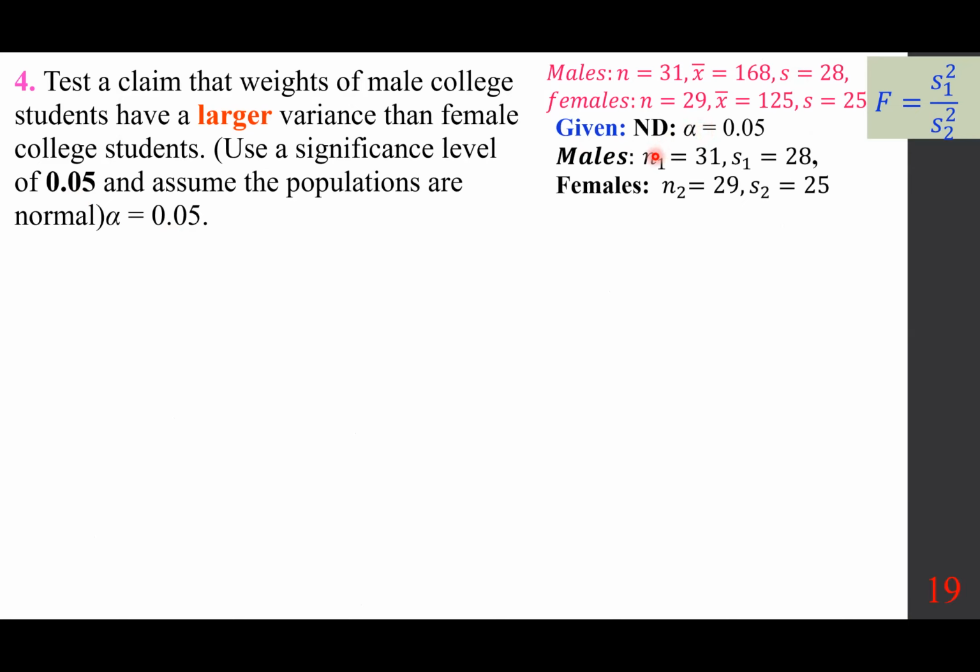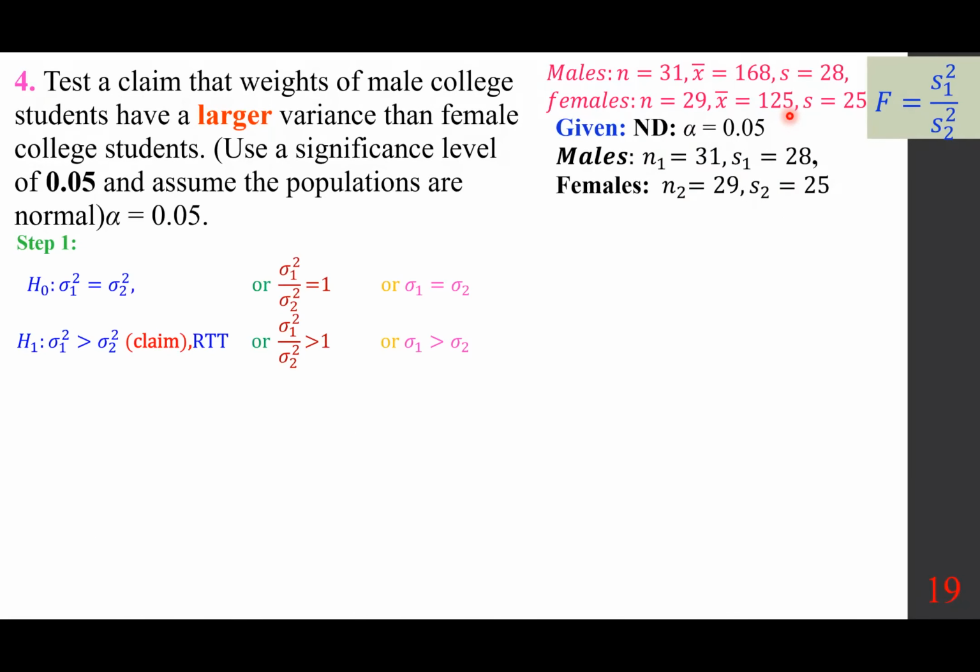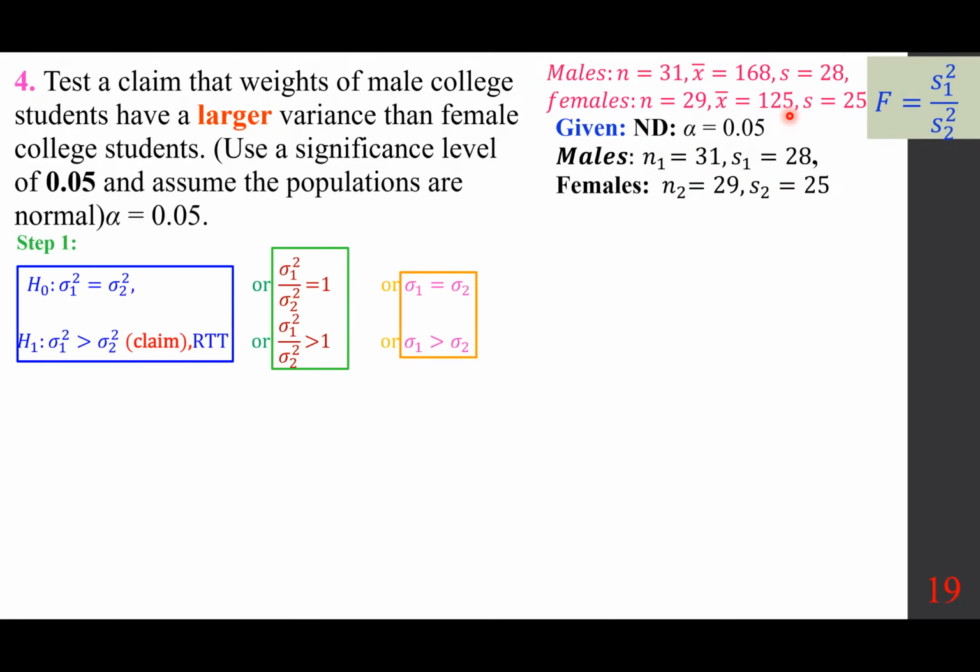Either they tell us it's a normal population or we have to assume that in order to continue. Alpha is 0.05, and the information, as I said, is here. Basically, we really don't need the x bar. So the first step is to write H0 and H1. I want you to see I have three different ways of writing them, and I want you to follow that. You can say sigma 1 squared equals sigma 2 squared, and then sigma 1 squared is larger than sigma 2 squared. You may also say sigma 1 squared over sigma 2 squared is 1.